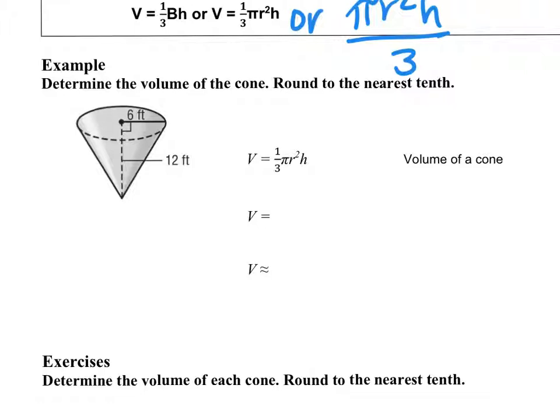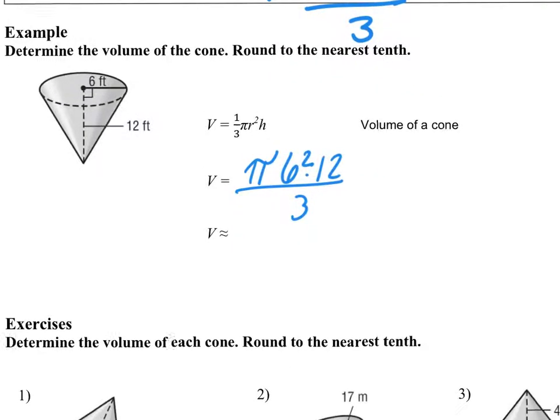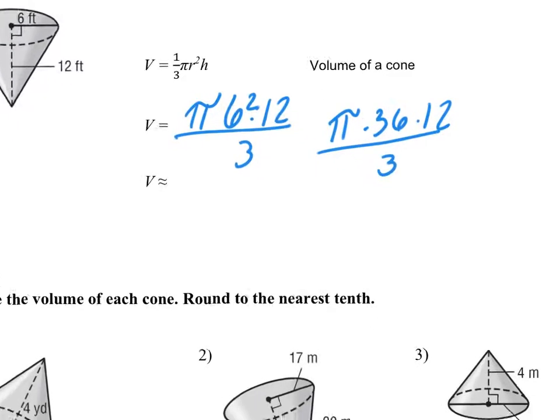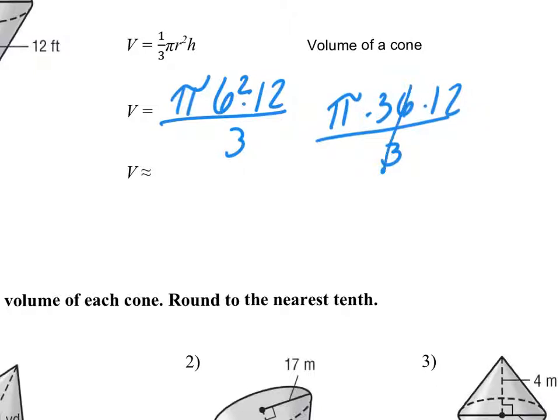On this one, I'm just going to use pi. My radius is 6 squared. My height is 12, and then I'm going to divide by 3. So I could do pi times 36 times 12 divided by 3. I can simplify that and say pi times 12 times 12. 12 times 12 is 144. 144 times pi. Now you can do it all in the calculator also.